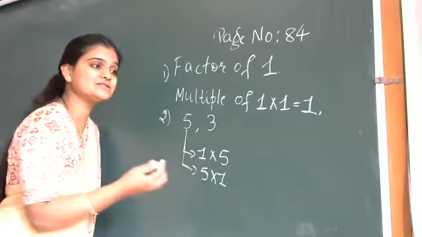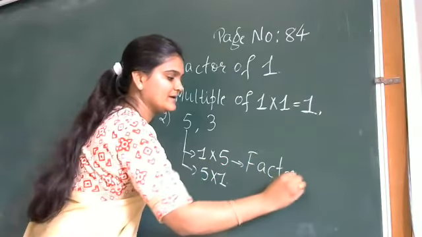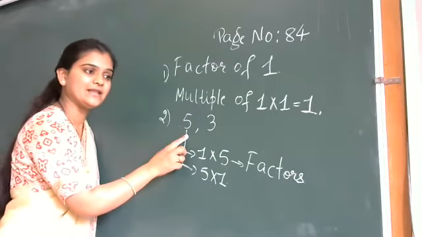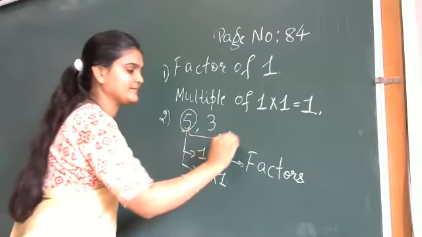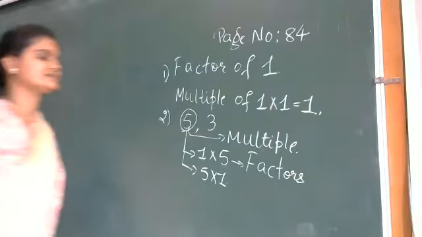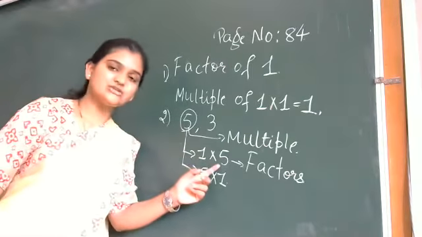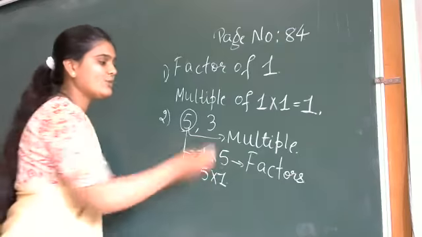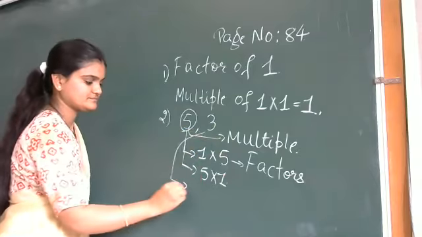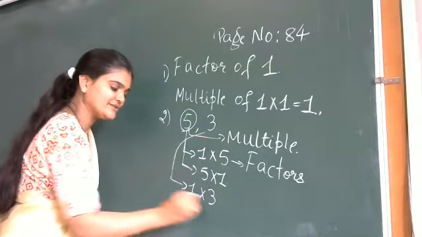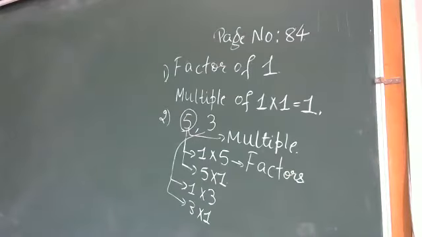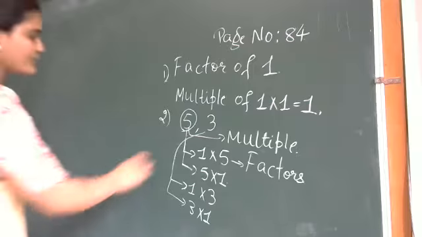So 1 and 5, what are these numbers known as? Yes, these are the factors. After multiplying the factors, you get a multiple. Yes or no? What is this 5? Multiple. Yes. So, multiple of 5 is 1 into 5 or 5 into 1. So, the factors are 1 and 5. Tell me, what are the factors of 3? Yes, 1 into 3 or 3 into 1. So these are the numbers which have only 2 factors, that are 5 and 3.